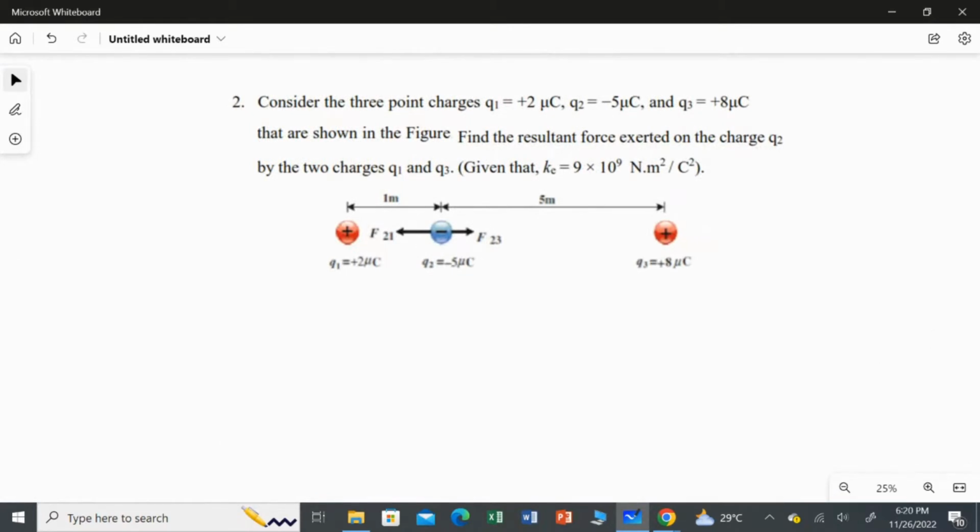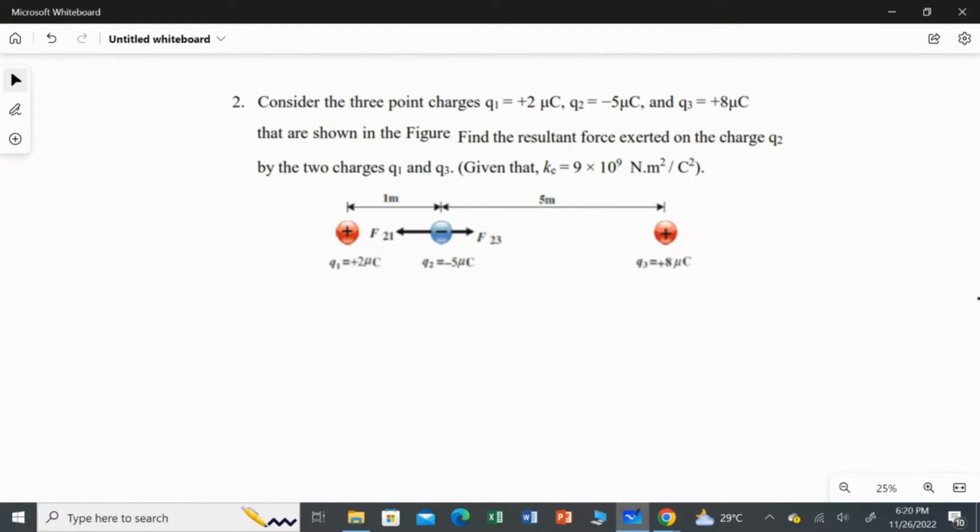Consider the 3-point charges Q1 equal to 2 microcoulomb, Q2 equal to -5 microcoulomb, and Q3 equal to 8 microcoulomb that are shown in the figure. So the figure is given here. You have 3 charges, 2 positive charges mentioned in red color and 1 negative charge mentioned in blue color, correct? So now what we are going to find is the resultant force.